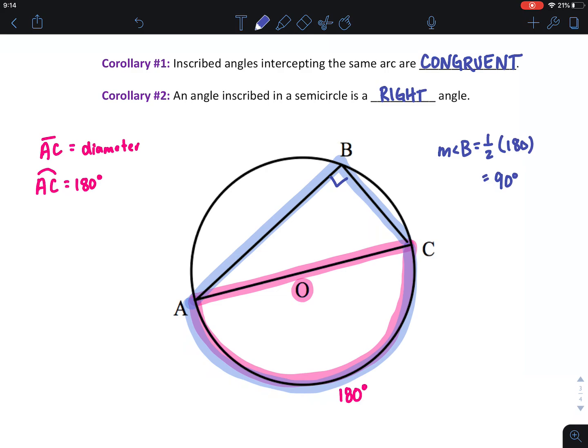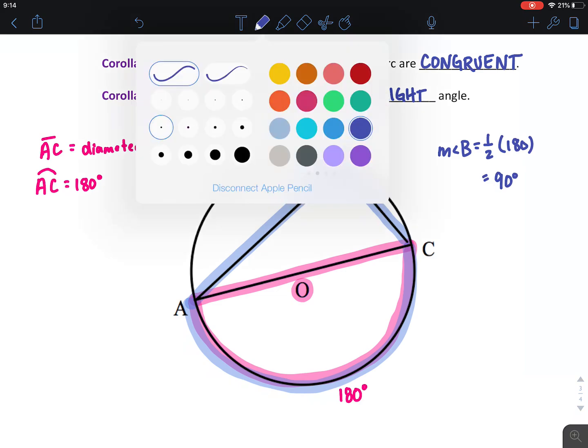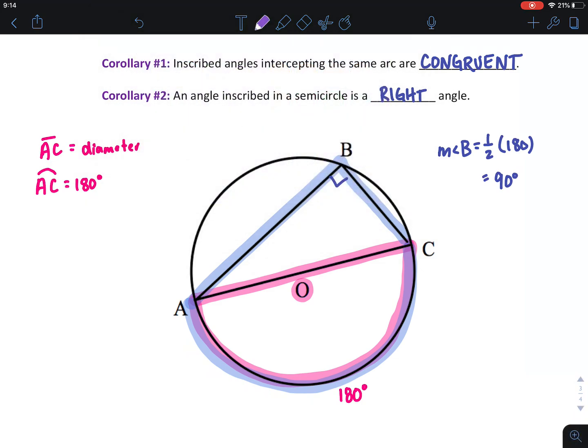Okay, and then if we want to tie in that first corollary here, let's say I threw this point D on the circle, and then I inscribed it to the same arc, AC. Well, now that's a right angle. I could draw lots of different angles that are inscribed to this same arc, and they're all going to be right angles.